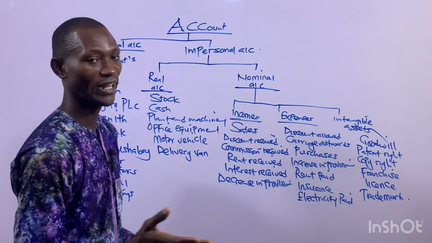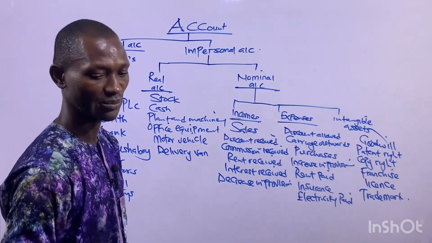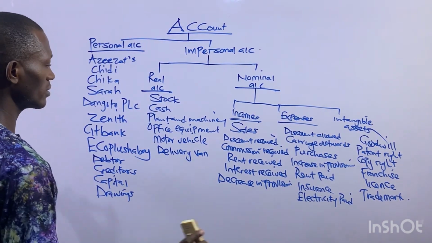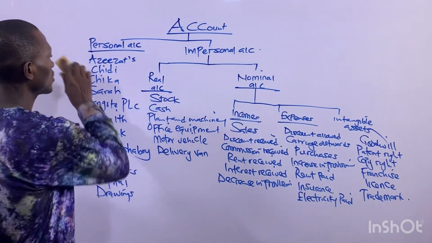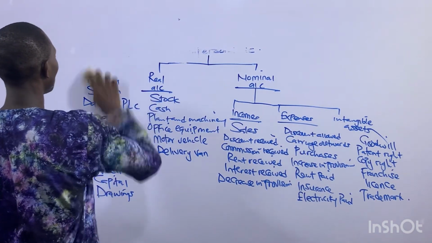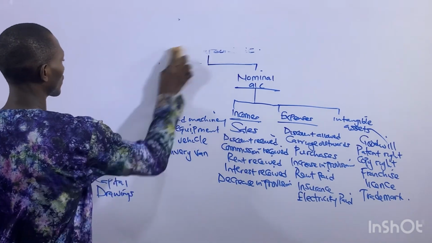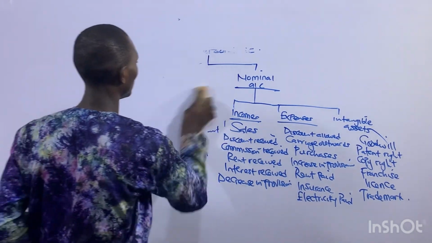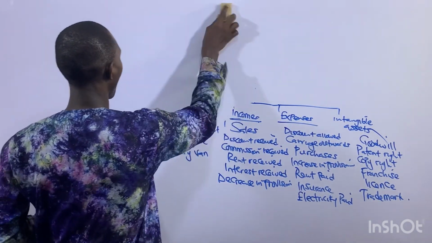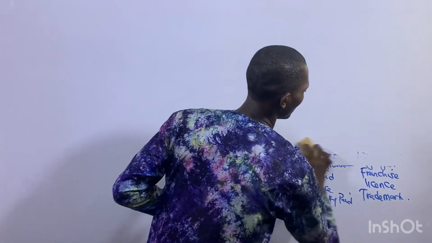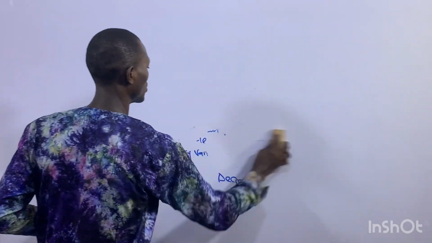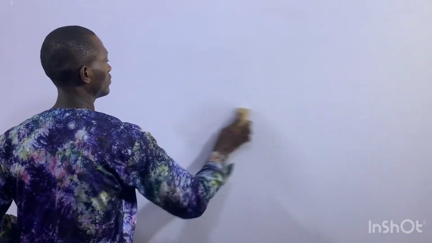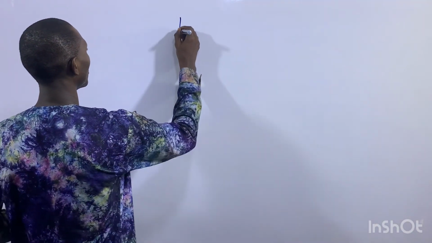Then we go to ledger now. Let's talk about ledger. So this is the organogram. So let's go to ledger now. Ledger. So that's with respect to accounts. So let's talk about ledger now.